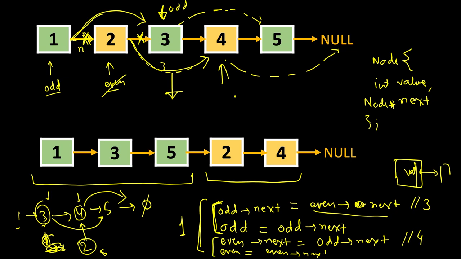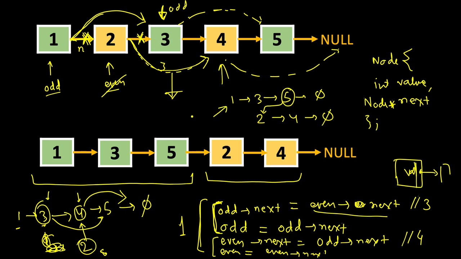So finally we will be left with 1, 3, 5 null and 2, 4 null. So we will have these two linked lists now completely separated from each other. Then our task will be that whatever is the current odd, make its next point to this. So then we will get this one, 1, 3, 5, 2, 4. So for that we will keep two additional variables.